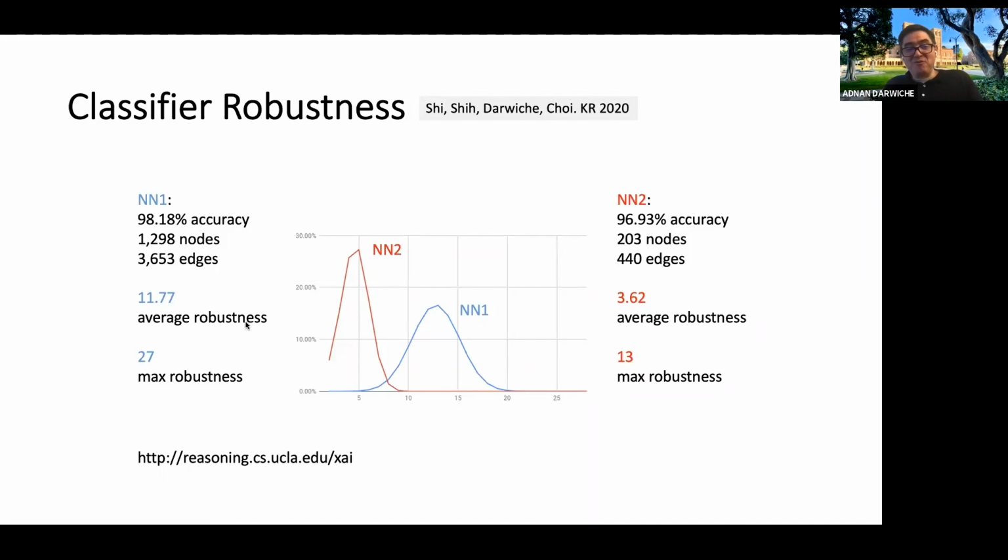The point is, even though they're very similar in performance as far as prediction accuracy, they vary quite a bit in terms of robustness. So this histogram shows you robustness and the percentage of instances that attain that robustness. You can see, of course, the blue one is significantly more robust than that particular one.